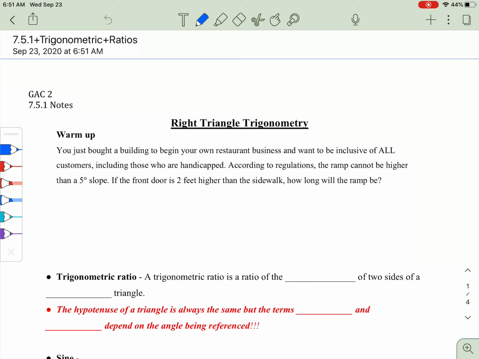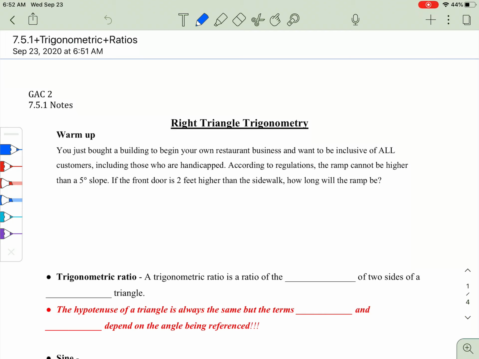Today we're going to talk about right triangle trig. So this is the 7.5.1 notes because we'll have 2 days of it. Today is going to go through the notes and then exit ticket, and then tomorrow will be a practice day. So let's start out here today with a warm-up.